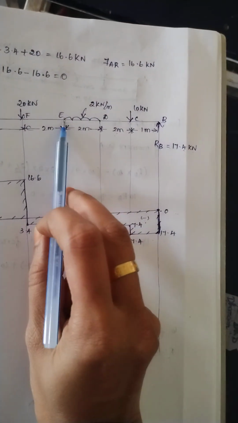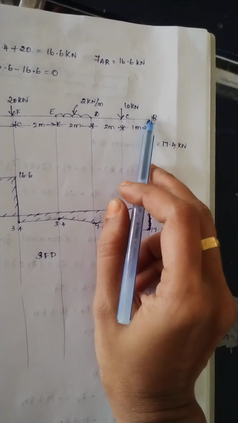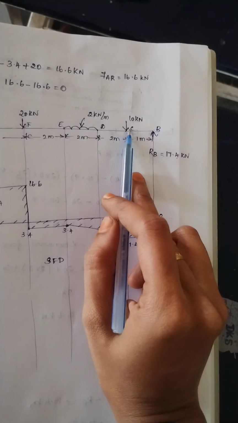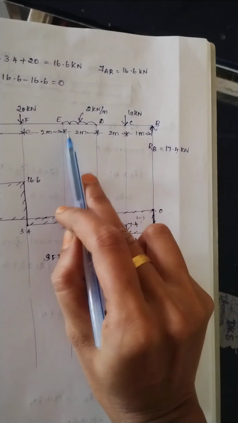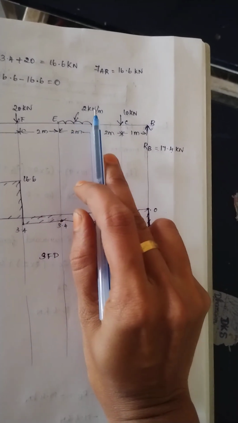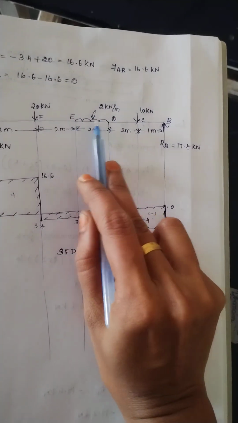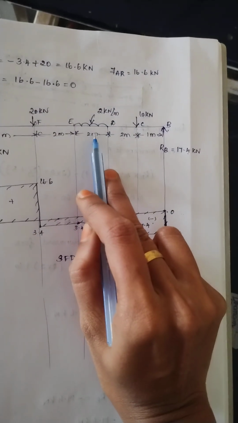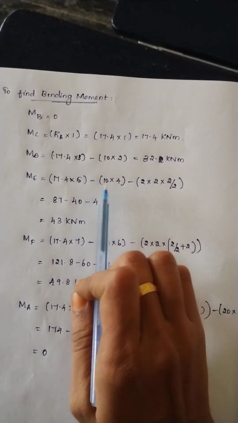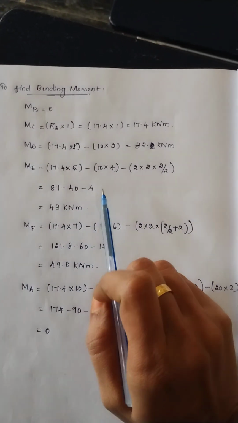For calculating bending moment at E point from B, RB into distance from B to E is 5. Then the point load 10 kilonewton is acting downward, therefore the sign is negative, minus 10 into distance from C to E is 4. Then from ED, the UDL load is acting, therefore we have to consider load into distance by 2. The load value is 2, and the distance from E to D is 2, therefore 2 into 2 by 2. Therefore, moment at E value is 17.4 into 5 minus 10 into 4 minus 2 into 2 by 2. Value is 43 kilonewton meter.